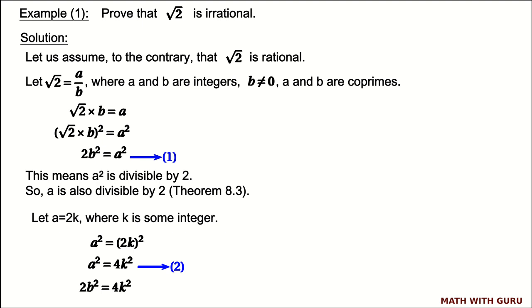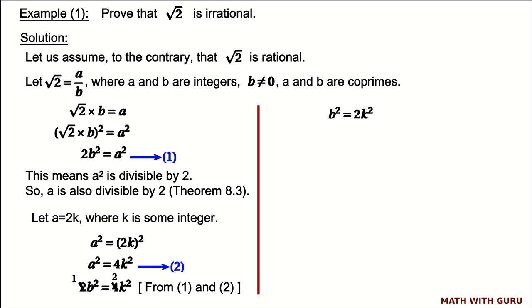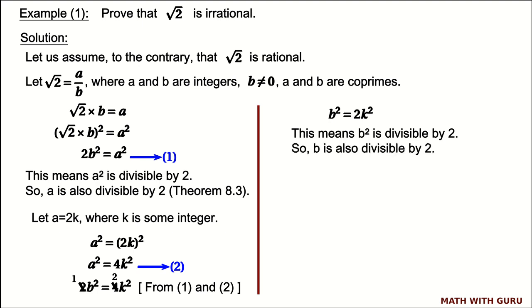From equations 1 and 2, we can conclude that 2b squared equals 4k squared. 2 is a common factor here. 2 ones are 2, 2 twos are 4. Therefore, we get b squared equals 2k squared. This means that b squared is divisible by 2. So, b is also divisible by 2.